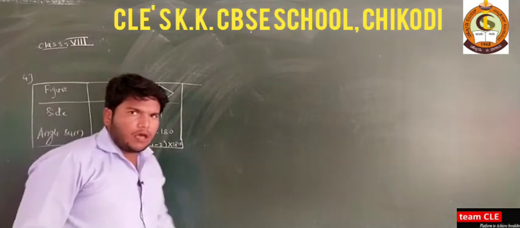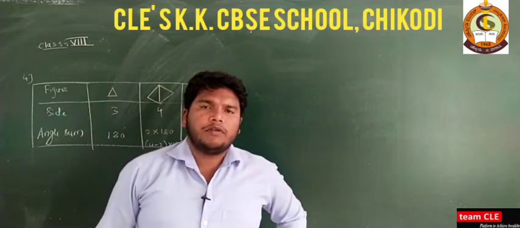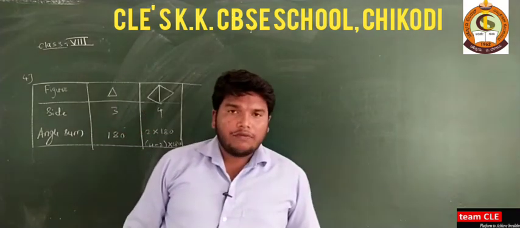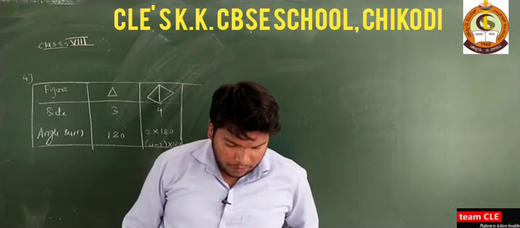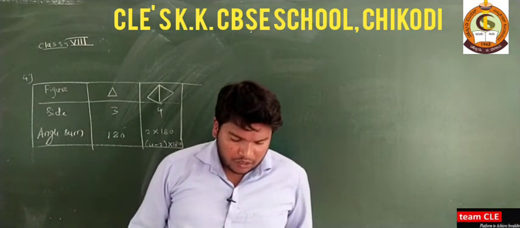In the last class we started with exercise 3.1. In exercise 3.1 we completed the first, second and third questions. In the fourth question, they say examine the table: each figure is divided into triangles and the sum of the angles is deduced from that.